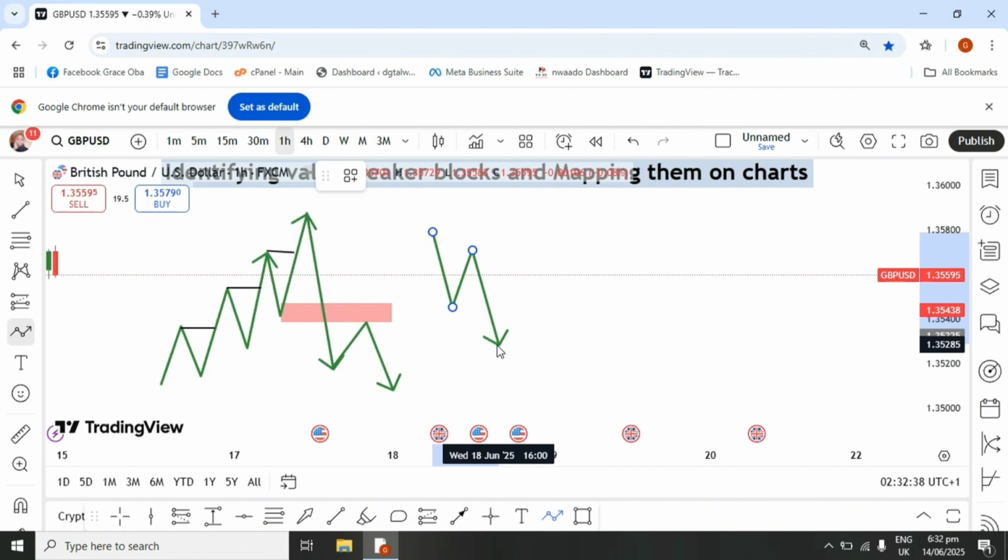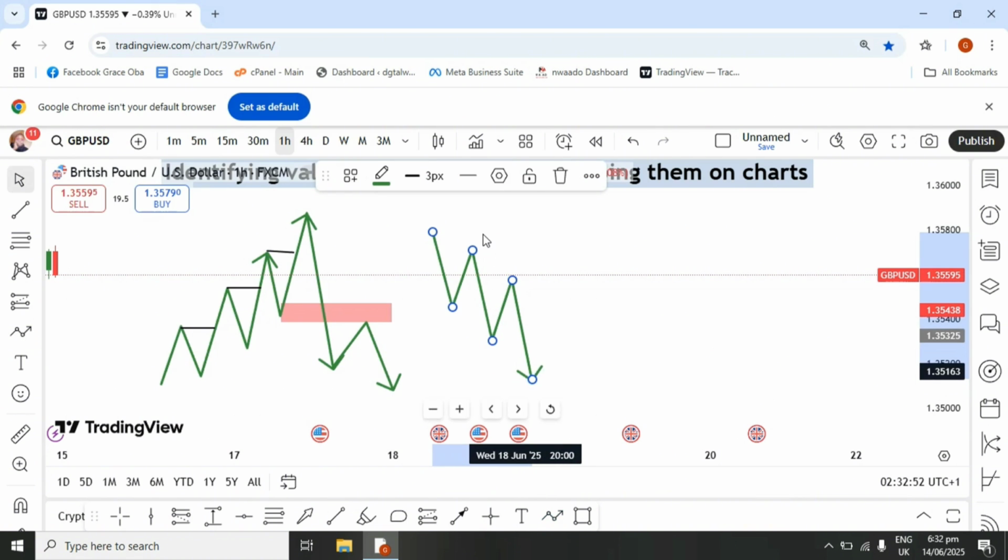Price continued downward, creating lower lows and lower highs, right? But something happened, guys. This is the origin of this swing. This is the origin, so there's a bearish order block from here.